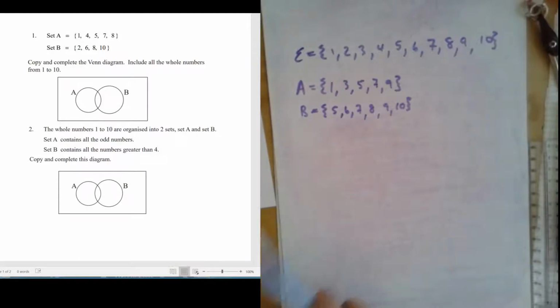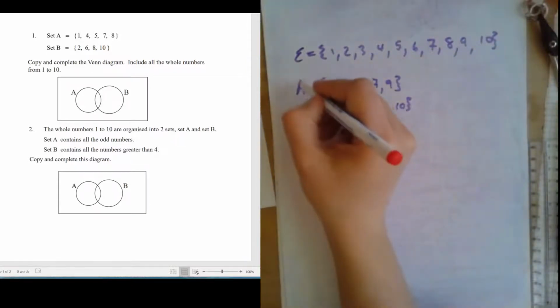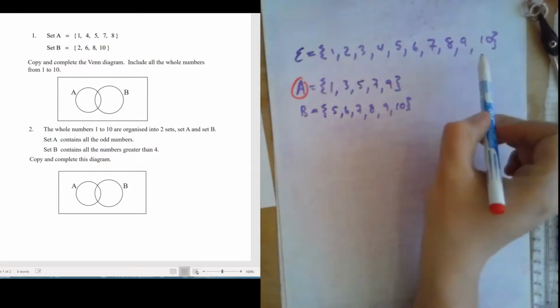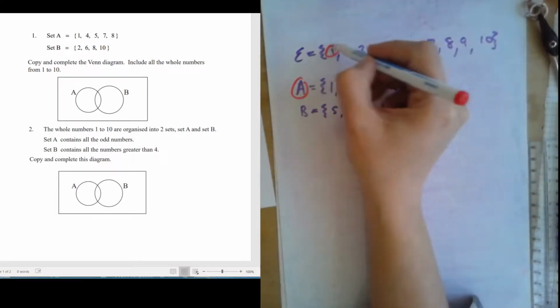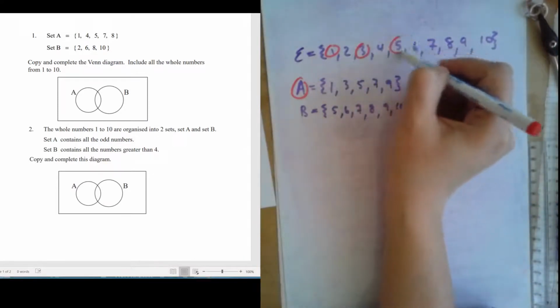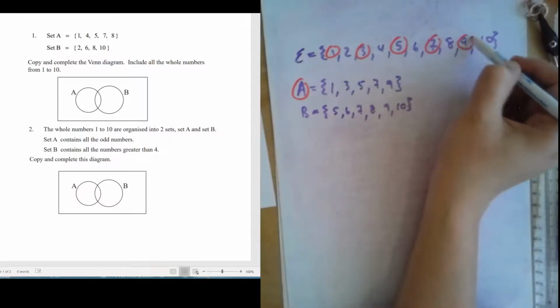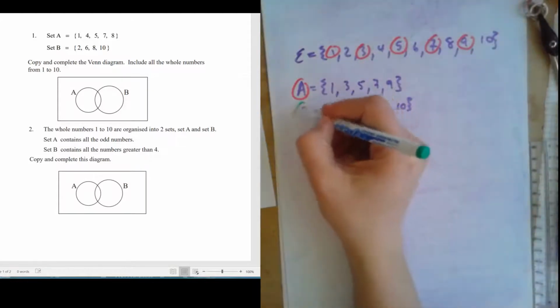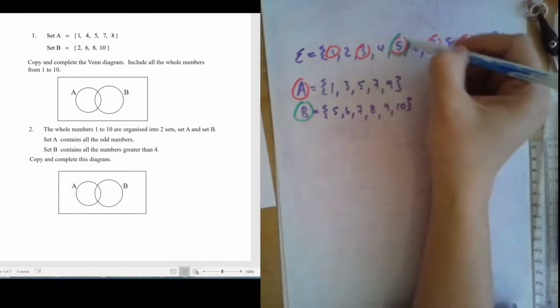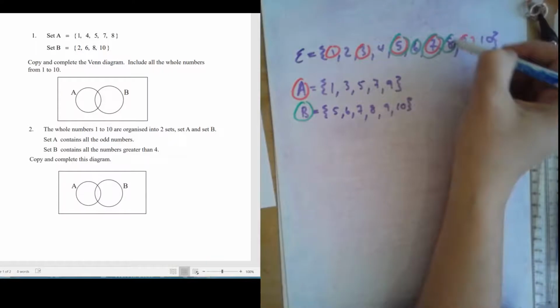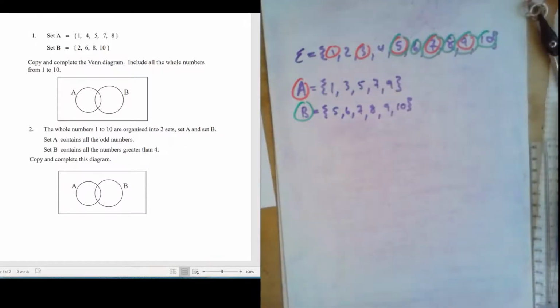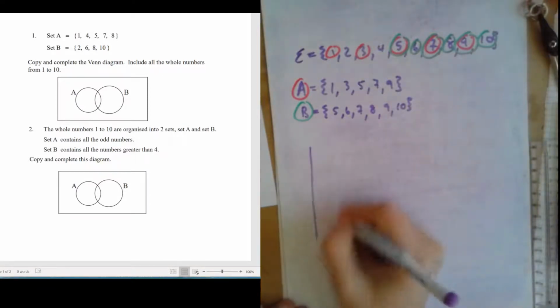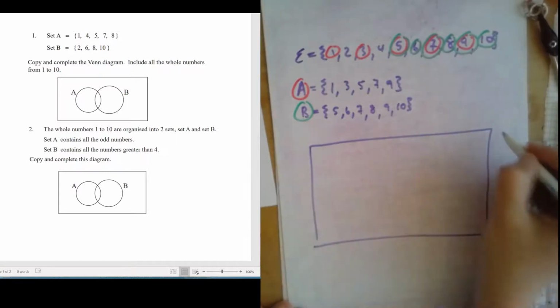Now I'm going to use my trusty A, and I'm just going to take it from the universal set. So I've got 1, 3, 5, 7, 9. And then I've got my B, which is my green, which is 5, 6, 7, 8, 9, 10. Okay, and now I've got everything that I need to draw my Venn diagram. So there's my universal set.